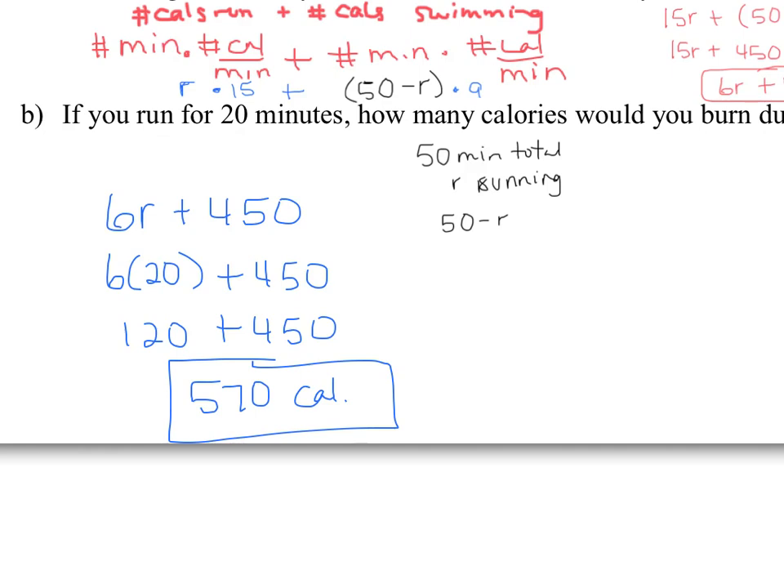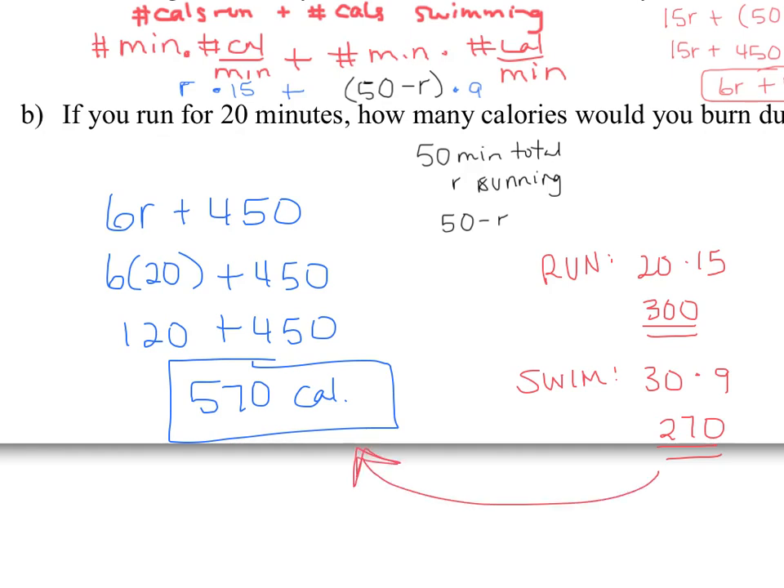I could also check that using common sense. So I could just go back to the basics in the problem. So, okay, if I spend 20 minutes running, and I know that I'm burning 15 calories per minute, that would be a total of 300 calories just from running. Then don't forget that you're swimming. And so if you ran for 20 minutes, that means you're swimming for 30, and they're at 9 calories per minute for a total of 270. And if I add those two together, I would get 570. The fact that if I do it this way and I do it this way, both give me an answer of 570, means that my answer to part A has to be correct.